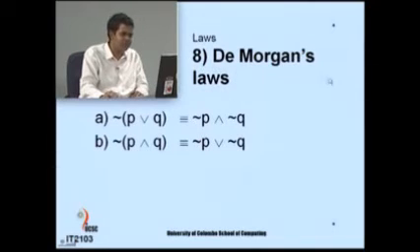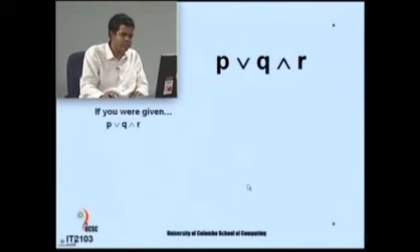Finally, we have De Morgan's laws, which say that not (P or Q) is equivalent to not P and not Q, and then we have not (P and Q), which is equivalent to not P or not Q. Okay, so that's it for the laws.